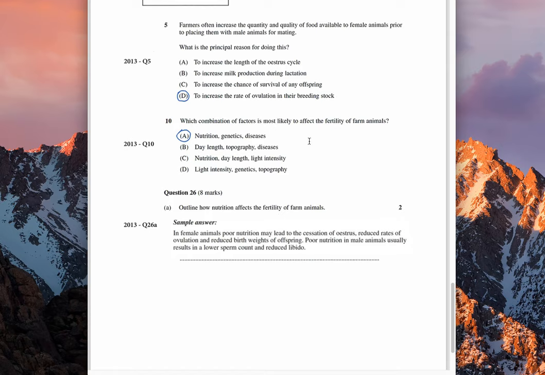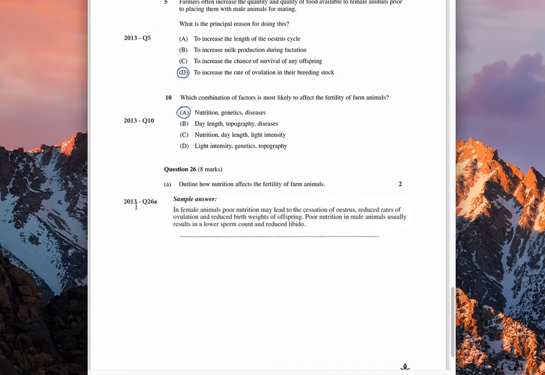Day length does have an impact. Topography, the shape of the land, doesn't. Nutrition, diseases does. Nutrition does. Day length does. Light intensity doesn't. And again, light intensity doesn't, and neither does topography. We know that nutrition, genetics, and disease all do, and that is by far the best answer, A there.